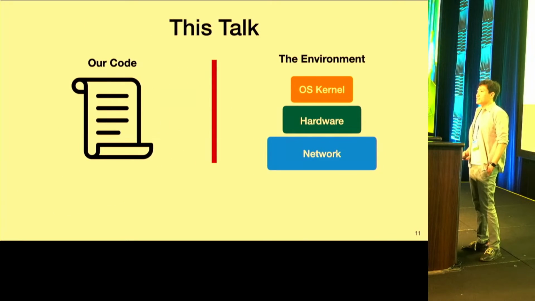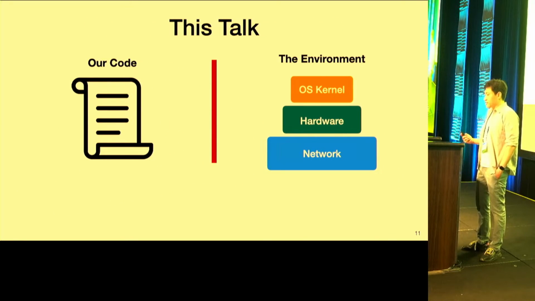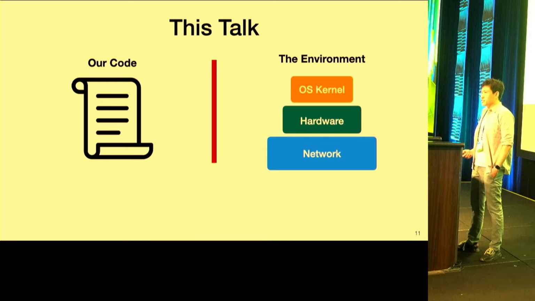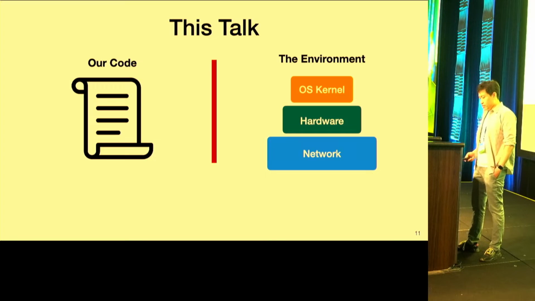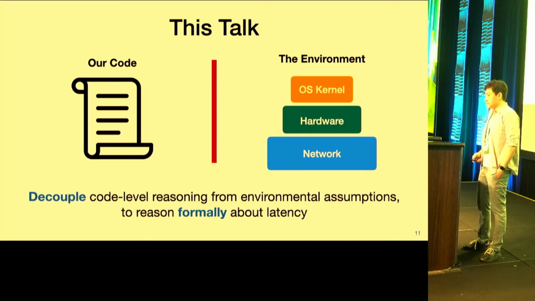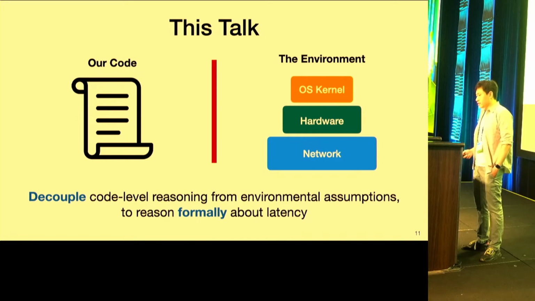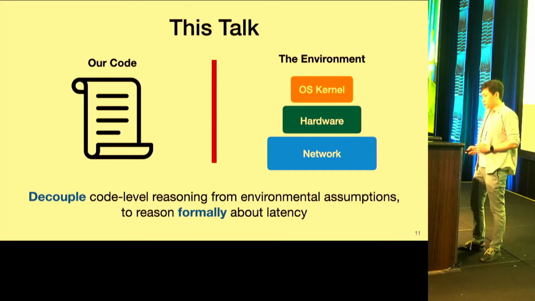Our key insight is that latency bugs stem from issues in the code, things such as faulty logic or extraneous loops. And these have nothing to do with how the environment behaves. It is this decoupling of the properties of our code that's within our control from the outside environmental factors that enables formal reasoning about latency.